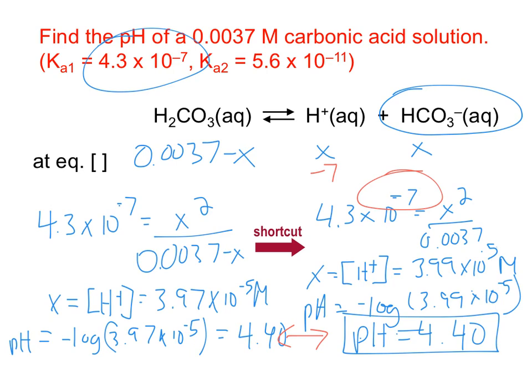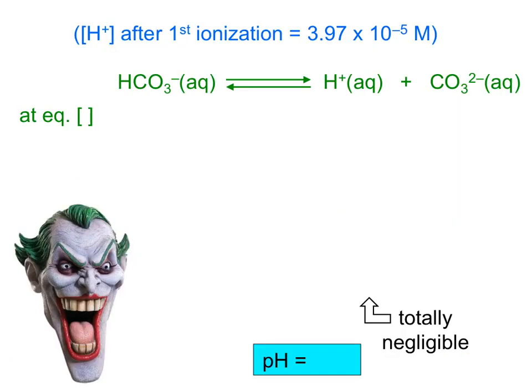Now, let's just say that we wanted to see what happened after the first ionization. And you get to see my little picture here. This is what we think is the Joker. So we're going to do 3.97 times 10 to the negative fifth minus, let's go ahead and add y in there. Why would we make it y? It's a little bit different making it y just because it's a new ionization. So we're going to take this 3.97 times 10 to the negative fifth plus y, and then this is going to be y. And that gives us a little bit of funky chicken here.